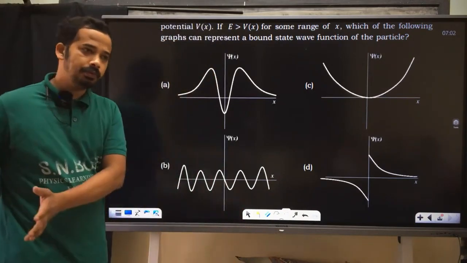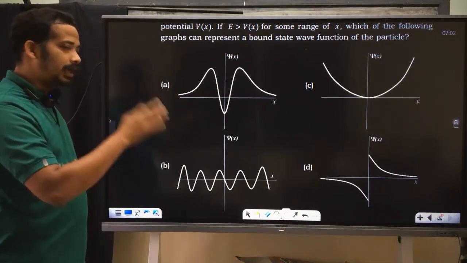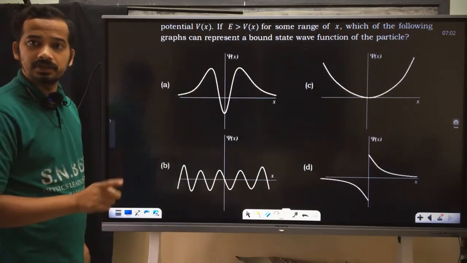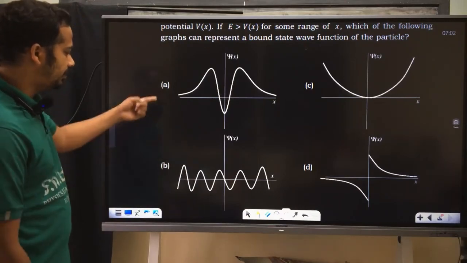The Dirac delta problem should be treated separately. In the Dirac delta problem, the derivative will be discontinuous, but the wave function is still continuous in all problems. Among these two, which one do you choose?